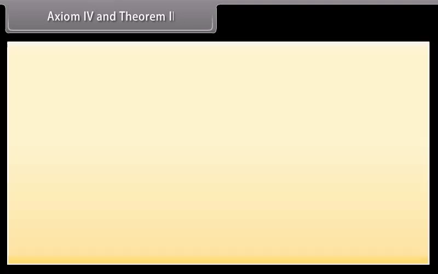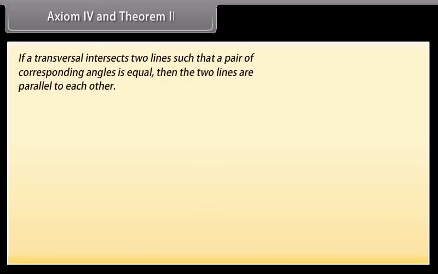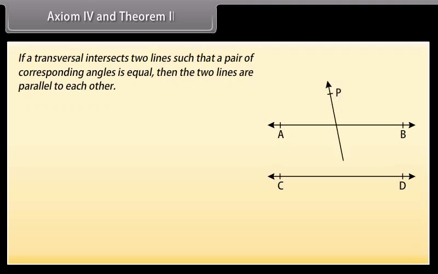Axiom 4 and Theorem 2. The axiom we got in the previous screen is: if a transversal intersects two lines such that a pair of corresponding angles is equal, then the two lines are parallel to each other. Now we will use the corresponding angles axiom to find out the relation between the alternate interior angles when a transversal intersects two parallel lines. Here transversal PS intersects parallel lines AB and CD at points Q and R respectively.